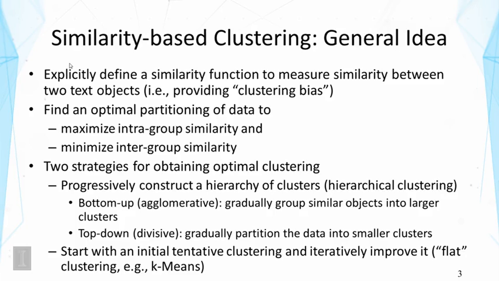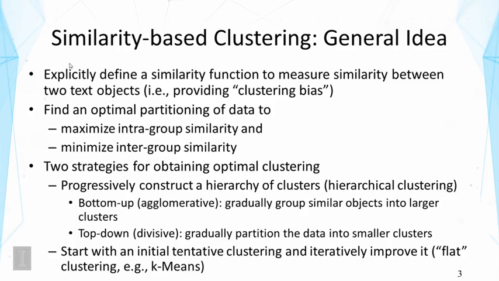So once we have a similarity function, we can then aim at optimally partitioning the data into clusters or into different groups and try to maximize the intragroup similarity and minimize the intergroup similarity. That is to ensure the objects that are put into the same group to be similar, but the objects that are put into different groups to be not similar. And these are the general goals of clustering, and there's often a trade-off between achieving both goals.